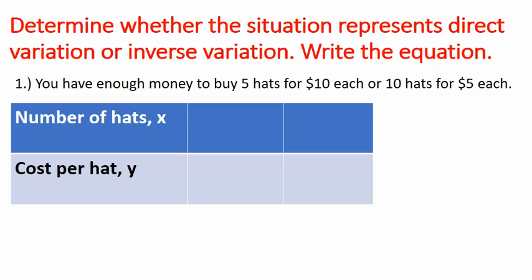Okay, let's look at problems. Determine whether the situation represents direct or inverse, and then write the equation. You have enough money to buy 5 hats for $10 each. So it's $10 each. One of them costs $10. I encourage you as much as possible to draw a table to help you organize your work. So if we have 5 hats, x is our hats, and then the dependent variable is y, which is the cost. So it's going to be $10. And then if you have 10 hats, you're going to have $5.